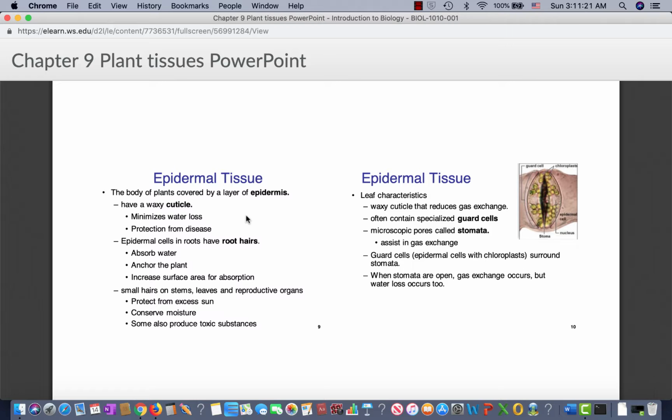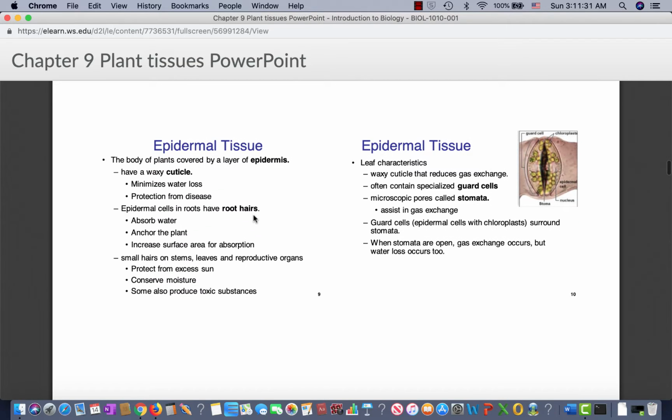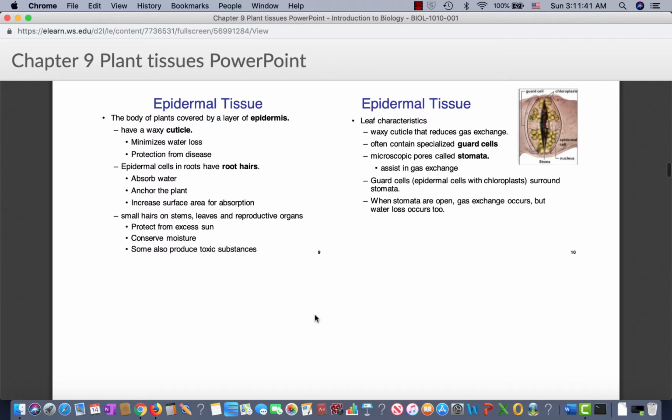The epidermal tissue is generally covered in a waxy cuticle, and this helps to minimize water loss and protect from disease. Epidermal cells have little root hairs that can absorb water and help anchor the plant, and they do both of these things by increasing surface area. And there are small hairs on the stems and leaves and reproductive organs of the plant, which is generally like flowers. These protect from excess exposure to sun, help conserve moisture, and some of them produce toxic substances.